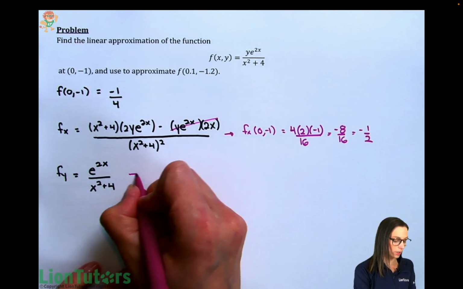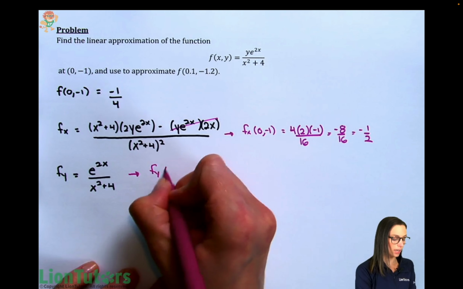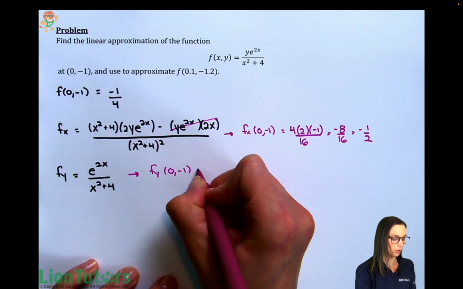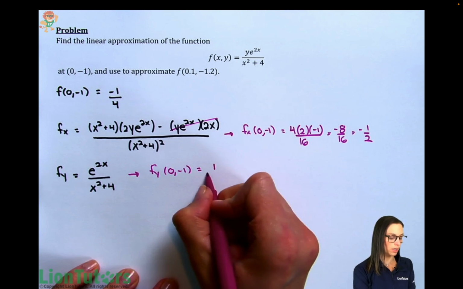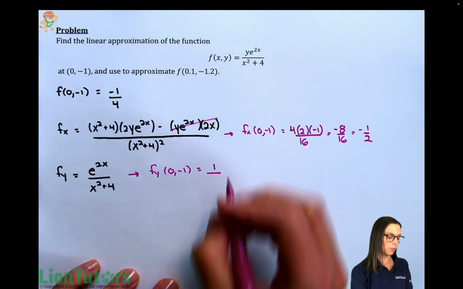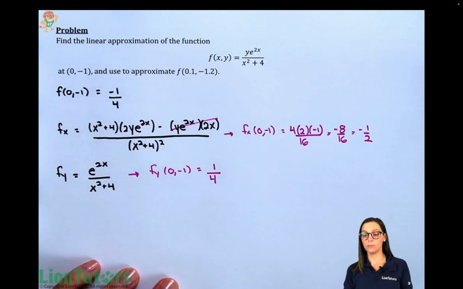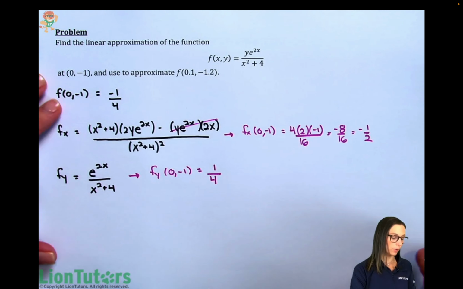And then over here, if you plug 0, -1 into your partial with respect to y, if you plug a 0 in for x on top, e to the 0 is 1. If you plug a 0 in for x on bottom, 4. Now we have everything we need.